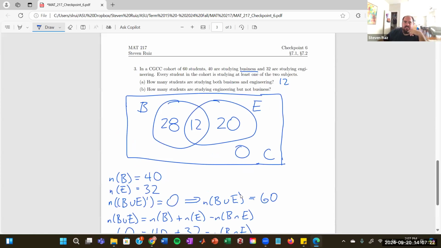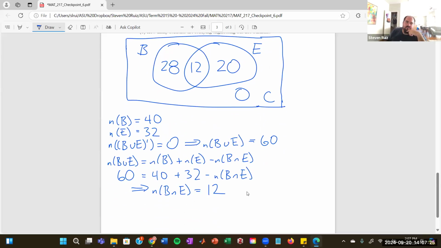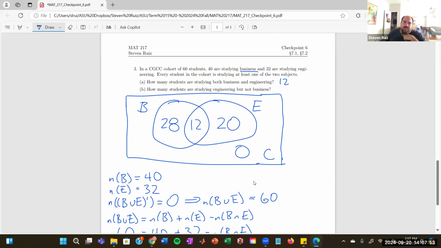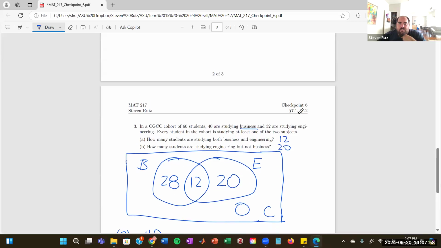So how many students are studying engineering but not business? We can say that's 20, which is correct. I'll write this down in set notation. I want to know the cardinality of E intersect B complement. Who are the people who are in E but not also in B? Those are 20 in number, and I believe that's what we wanted. Yep. All right, so that is it for checkpoint number 6.